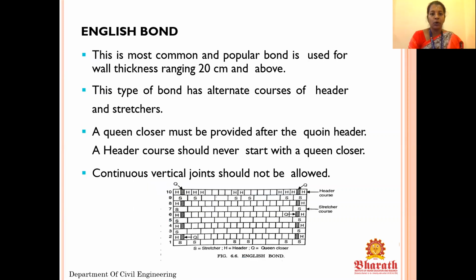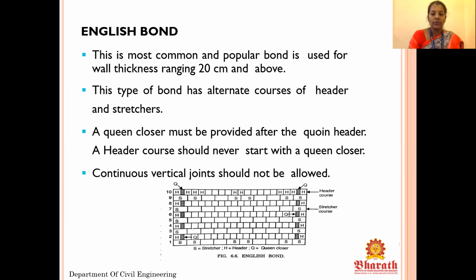This is English bond. This is the most common and popular bond used for wall thickness ranging from 20 centimeter and above. This type of bond has alternate courses of header and stretcher. So in English bond, we'll see one row of header, whereas the other row will be full of stretcher.